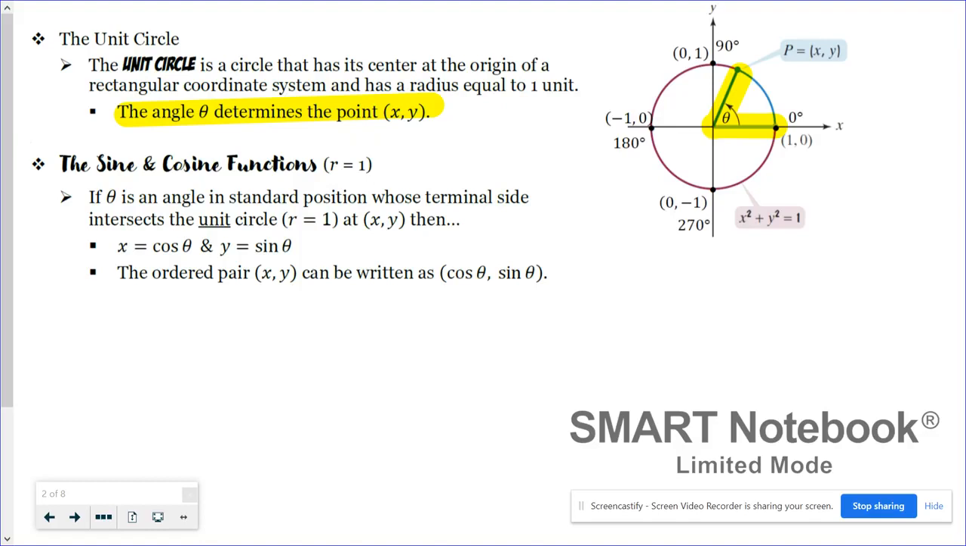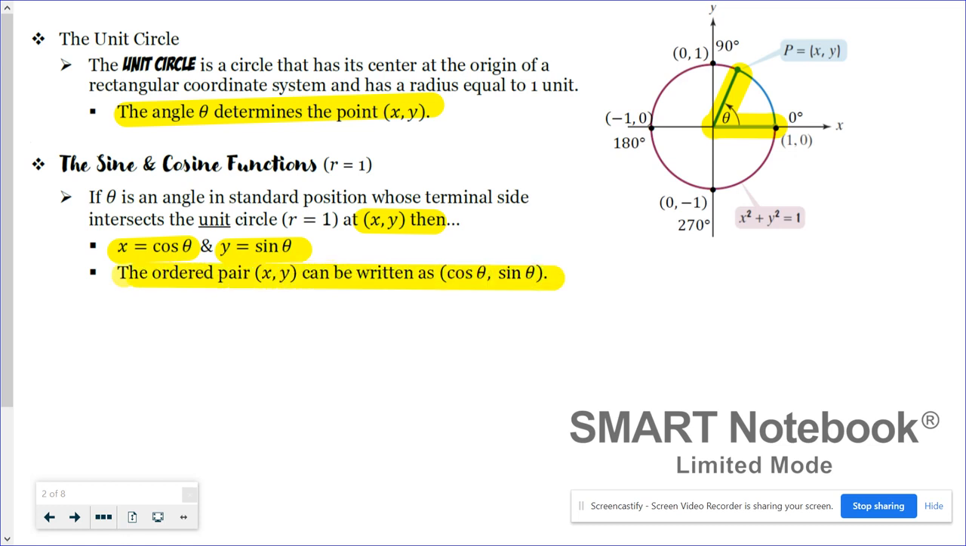If theta is an angle in standard position whose terminal side intersects a unit circle, then we can say that for the xy ordered pair, x is equal to cosine theta and y is equal to sine theta, which means in terms of trigonometry, the ordered pair xy can be written as cosine theta, sine theta.